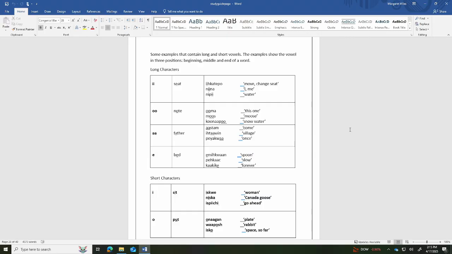Isko, meaning space or so far. You could hear the O sound at the end of the word. Isko.